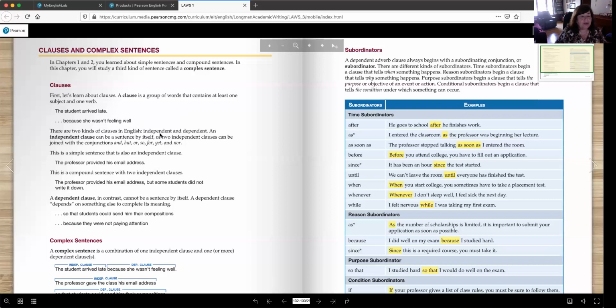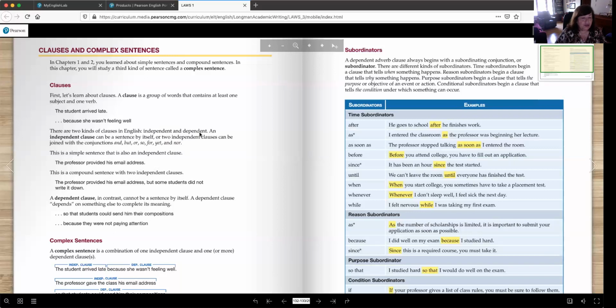So there are two kinds of clauses in English, independent and dependent. This is what I was talking about before. An independent clause can be a sentence by itself, or two independent clauses can be joined with the conjunctions and, but, or, so, for, yet, or nor. Okay, you did not study for, yet, or nor, but you will next semester in level 3. This semester we just did and, but, or, so.